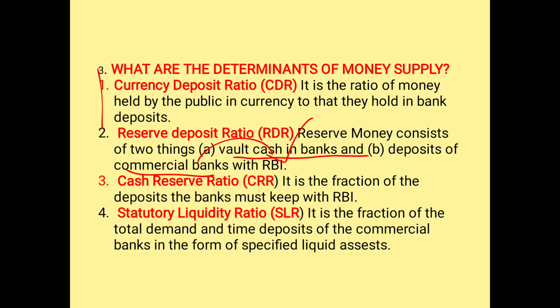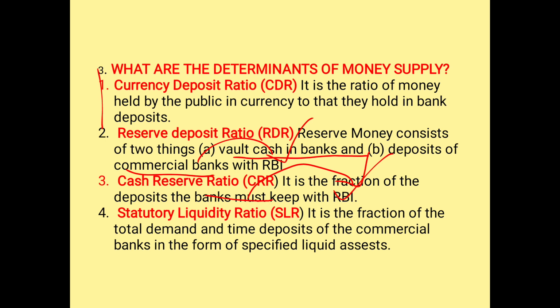Next is the cash reserve ratio. It's nothing but the fraction of the deposits that a bank must keep with the RBI. CRR is compulsory, which is set by the RBI, and every commercial bank should maintain the cash reserve ratio with the RBI.